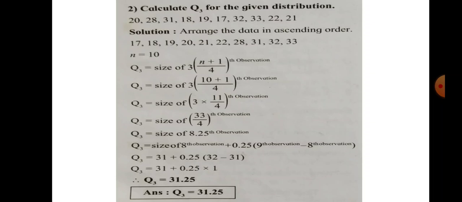31.25. That is the value of Q3. So why do we apply this formula, that is size of 8th observation plus 0.25 into bracket 9th observation minus 8th observation bracket close? Because here we get a fraction number. In case of a fraction number, you have to apply this formula and find out the answer. So this is a different type of example.